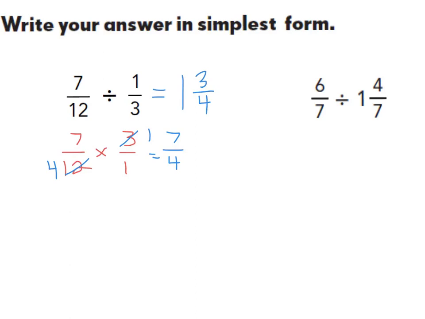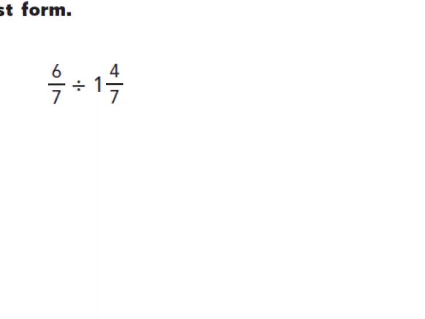As we look at this last one, 6/7 divided by 1 and 4/7. First thing I would do is make them into fractions, because that second number isn't a fraction. So I'm going to make 1 and 4/7 into 11/7. Then what I'll do is use the reciprocal and multiply. If I use the reciprocal, it looks like this.